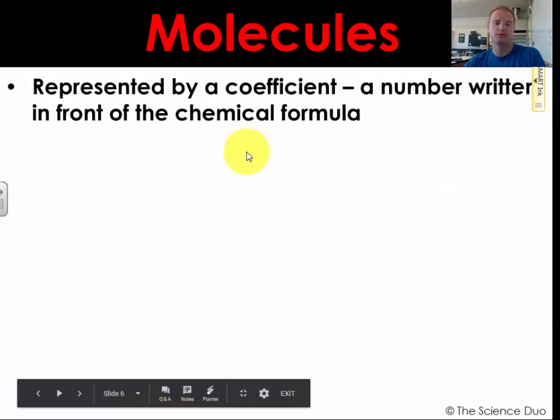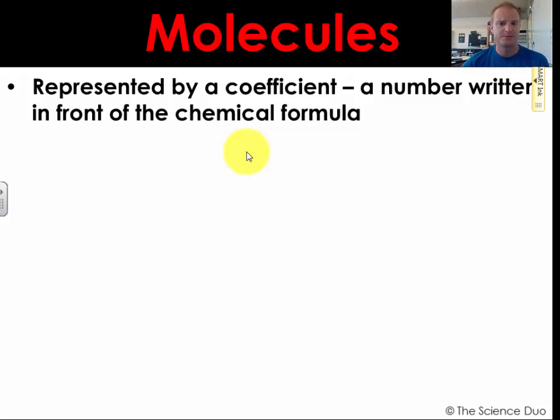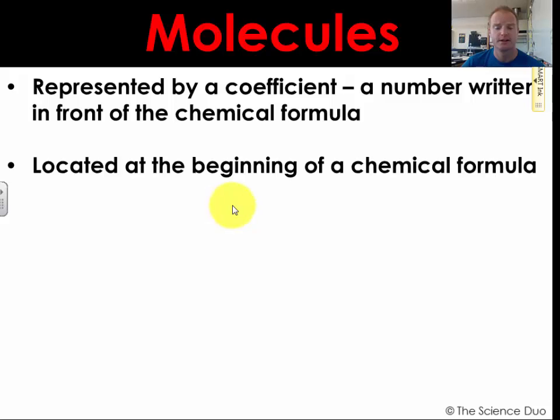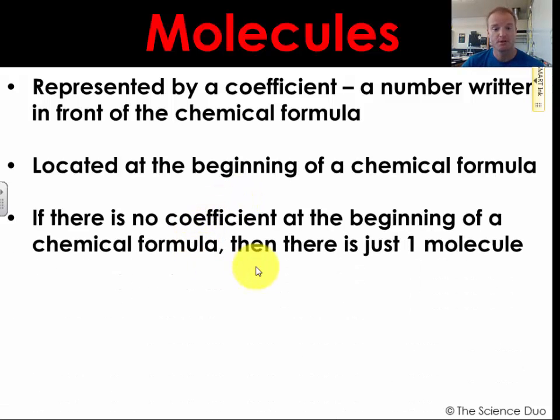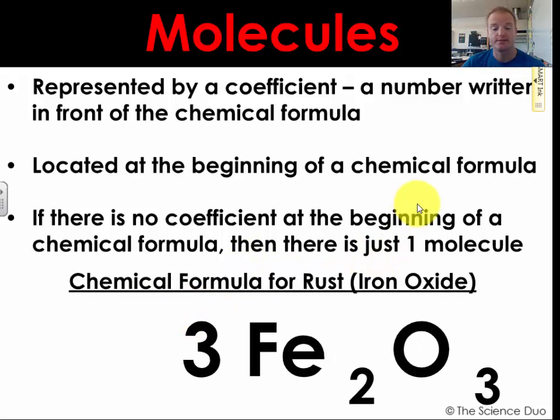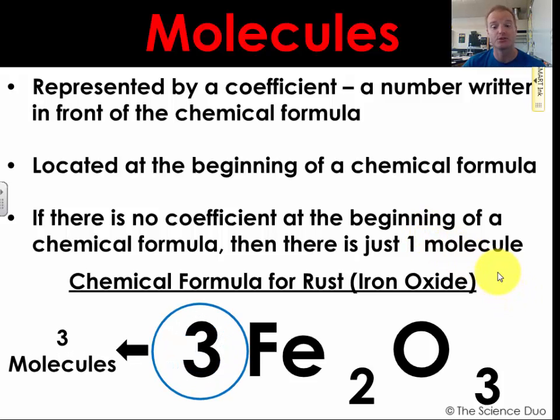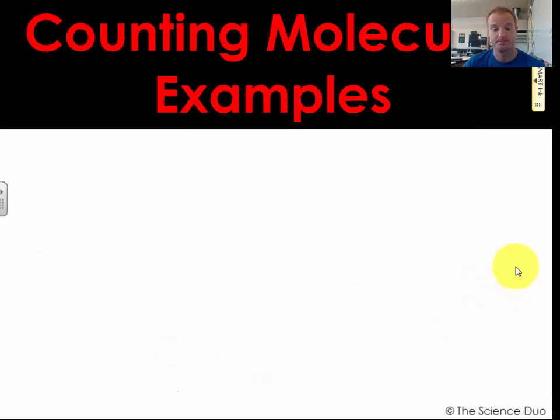When we write these formulas, a lot of times you see a big number in front of the formula. This is a coefficient. You write that in front, and it tells you how many molecules you have. So it's at the beginning. If there's no coefficient, we assume it's 1. If we have 3 Fe2O3, that means I have 3 molecules of Fe2O3.